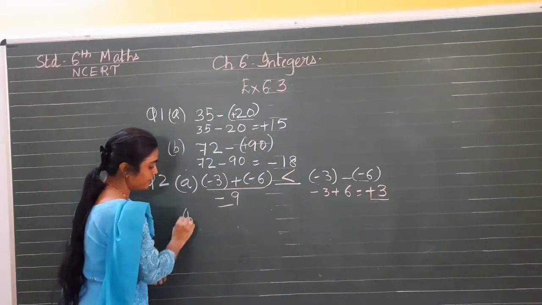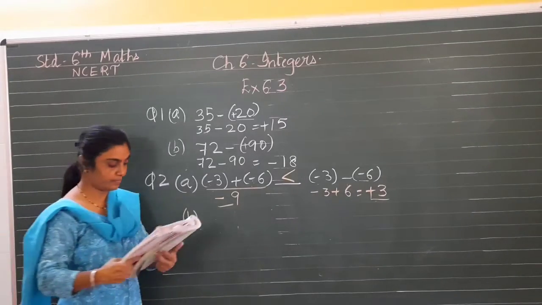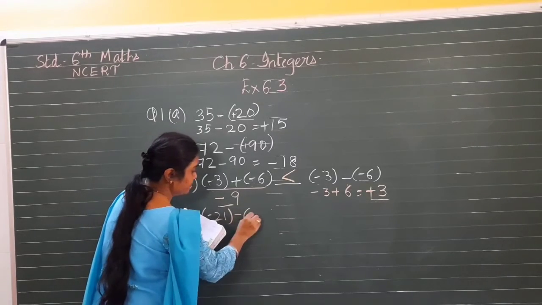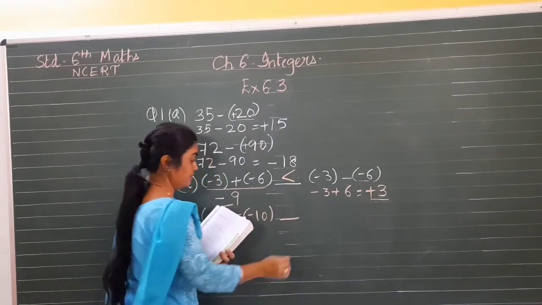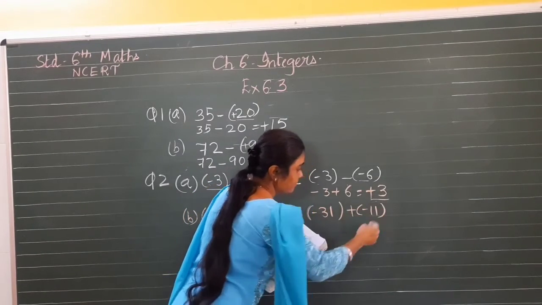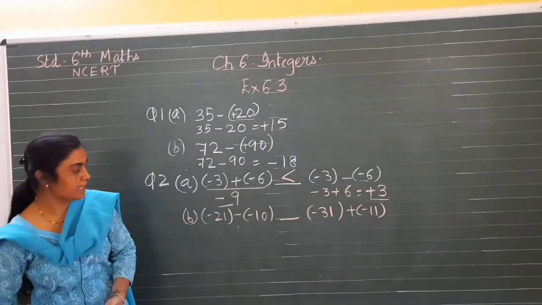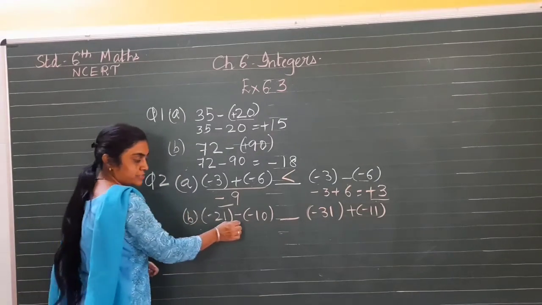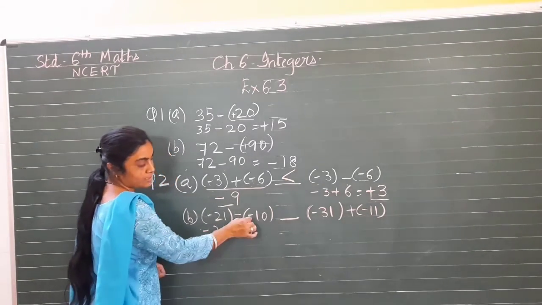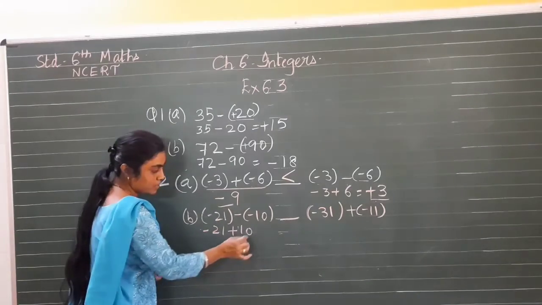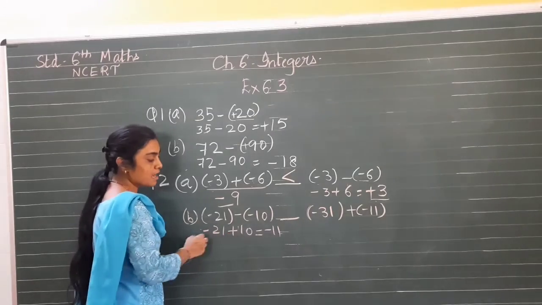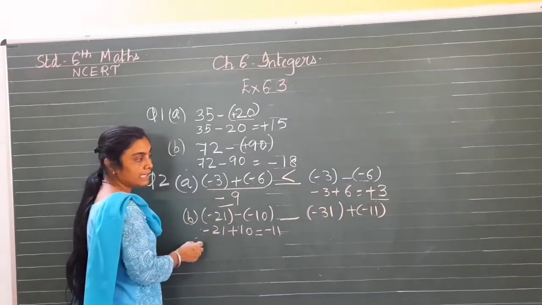Now let us see B1. Minus 21 minus minus 10, and minus 31 plus minus 11. Now here again subtraction is there. So minus 21 will become plus 10, because the additive inverse of minus 10 is plus 10. So the answer will be minus 11, because here is minus, here is plus. Opposite signs, subtract and put the sign of the greater number.